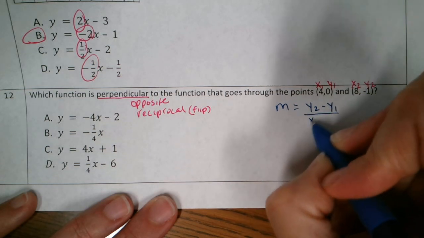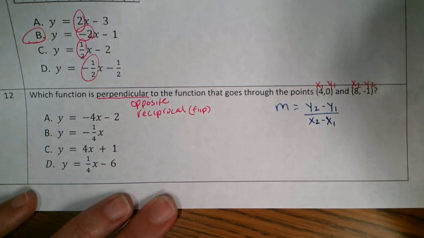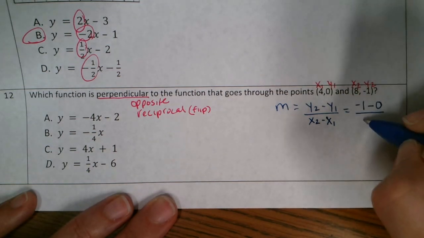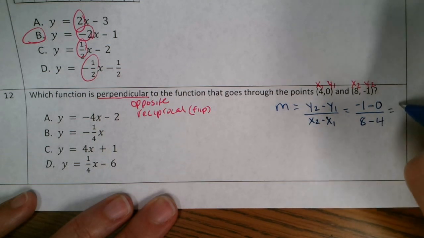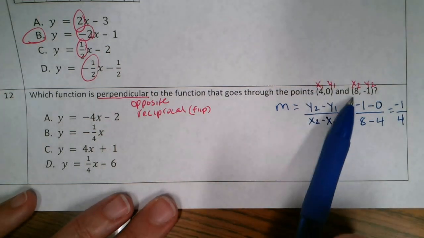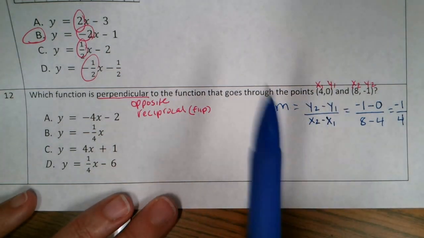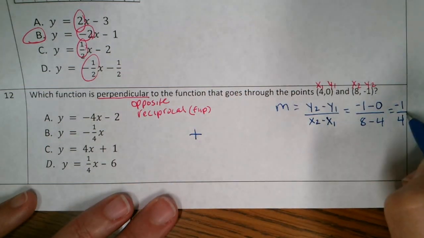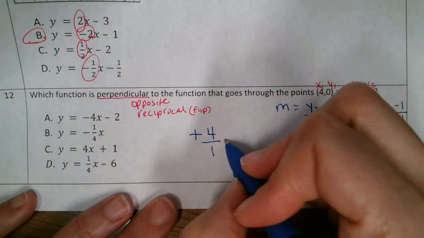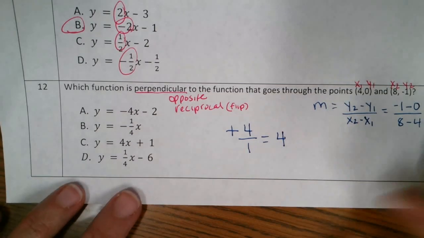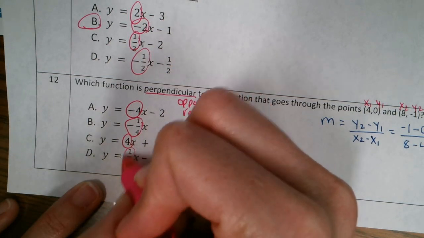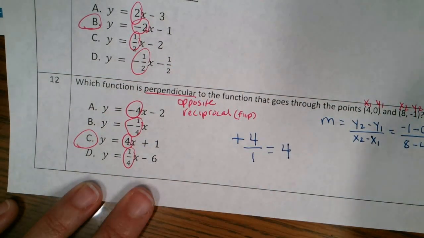My slope formula says I subtract my y's on the top and I subtract my x's on the bottom. So -1 minus 0 on the top and 8 minus 4 on the bottom. So -1 over 4. That's the slope of this line. If I do opposite, then my slope's going to be positive because this one's negative. And if I flip it, it's going to be 4 over 1. This simplifies to just 4. So I'm going to look at all my choices at my m's. These are my m's. And I need the one that's 4. So it's choice C.